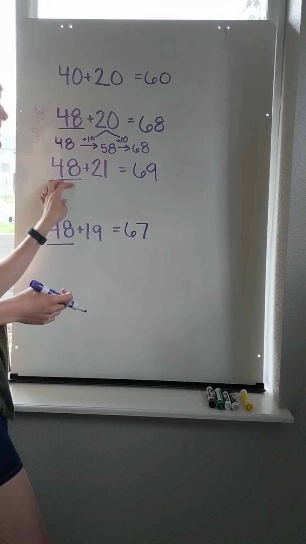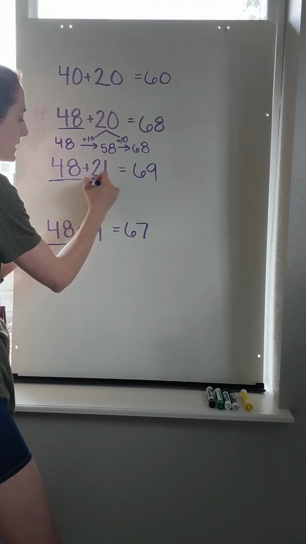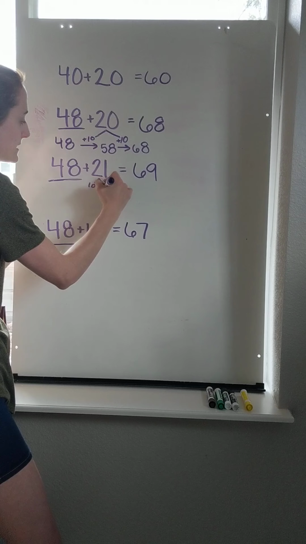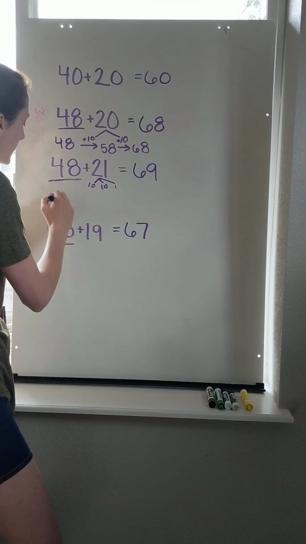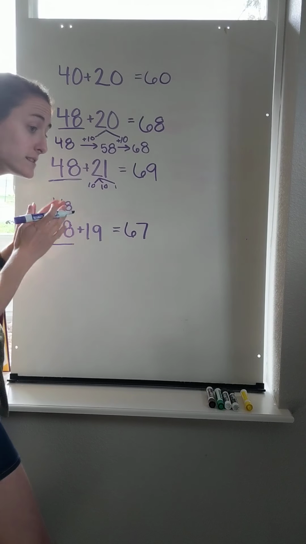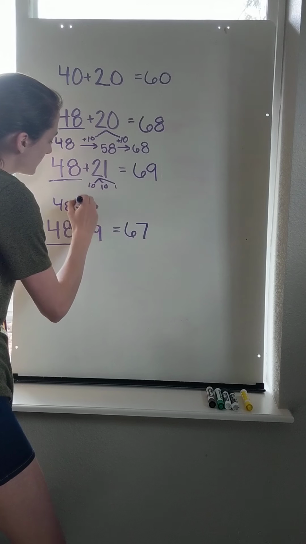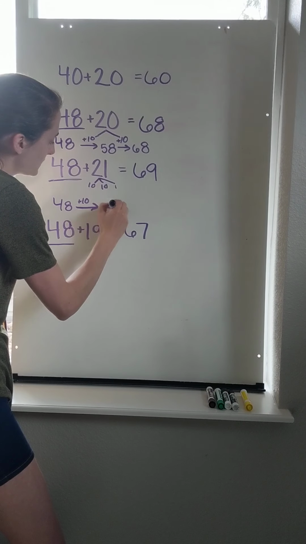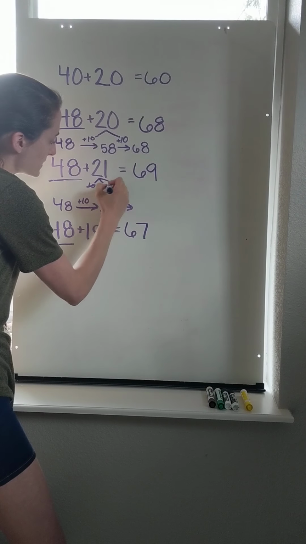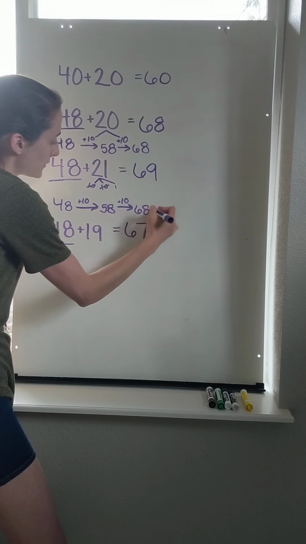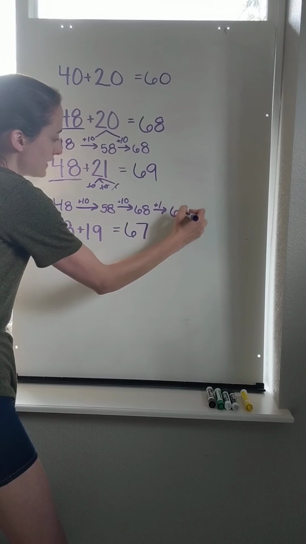Then I could show that down here with 48 plus 21. So I know 21 is really 10, 10, so there's 2 tens and 1 one. So when I show this in the arrow way, I go, okay, my bigger number in my equation is 48, plus 10 more is 58. Cross that one out to remember that I used it, plus 10 more is 68, plus 1 more is 69.